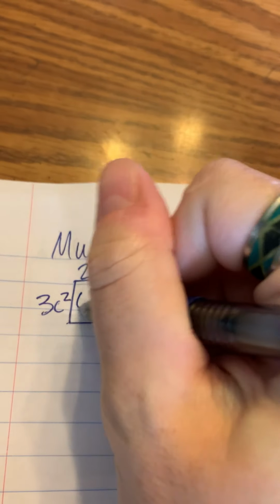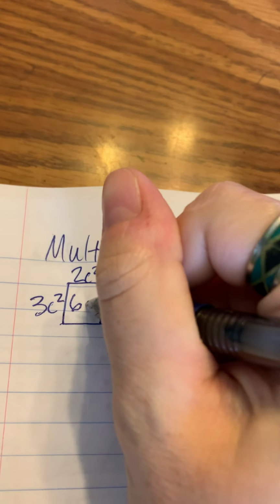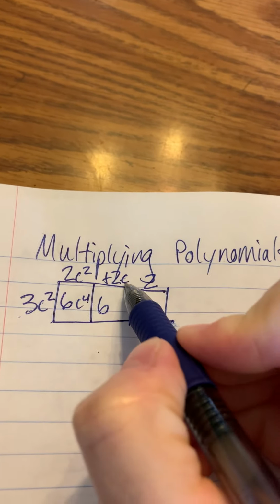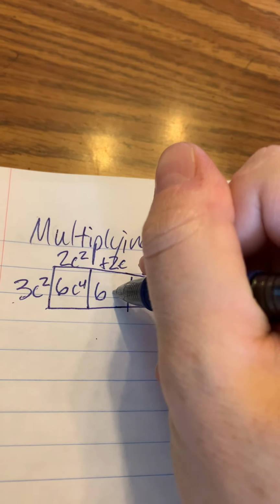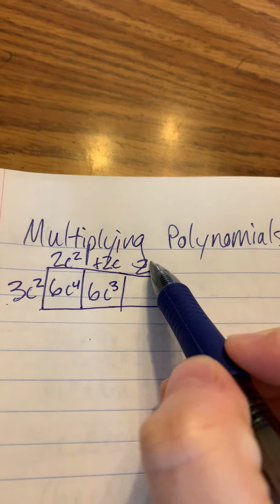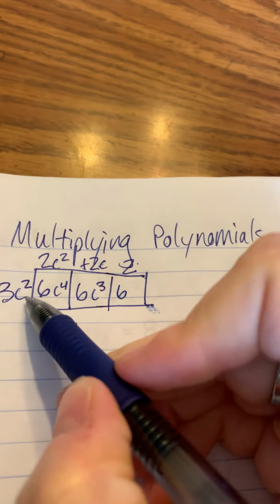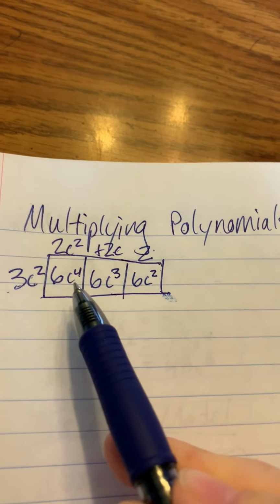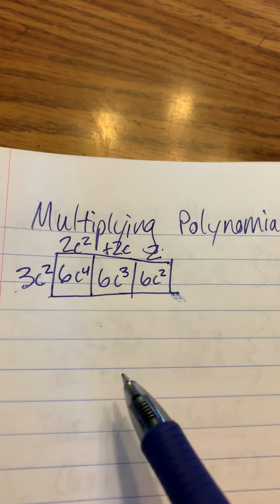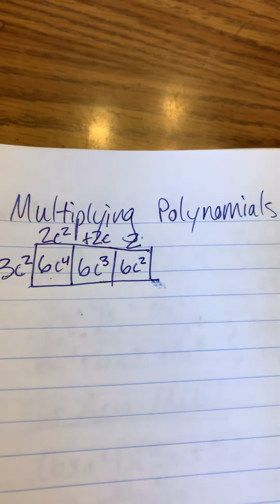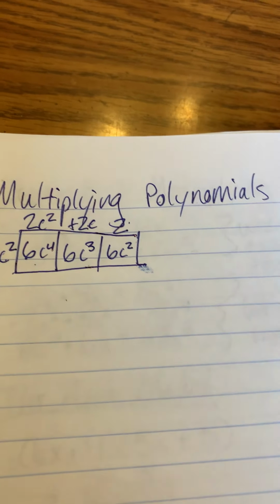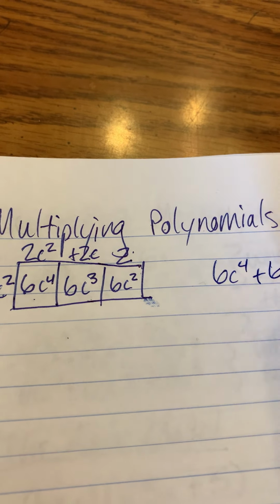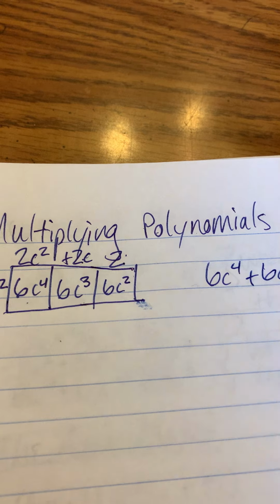2 times 3 is 6. C squared times c squared is c to the 4th. 2 times 3 is 6. C times c squared is c to the 3rd. 2 times 3 is 6. And c squared just stays c squared. There aren't any like terms. So when you write the answer out, we're just going to write those 3 terms, just like it says. 6c to the 4th plus 6c to the 3rd plus 6c squared.